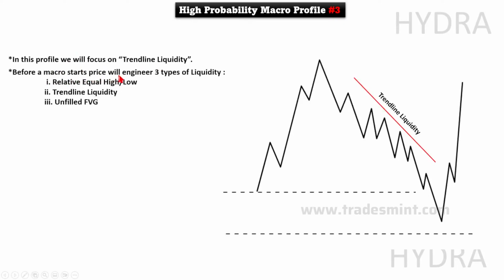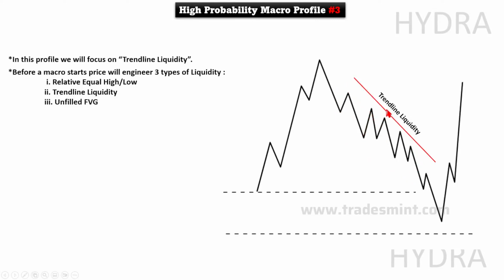Before a macro starts, price will engineer three types of liquidity, okay? Relative equal high and low, trend line liquidity, and unfilled fair value gap. So these are the only three liquidities price will generate before macros. So what do I mean by before macros? When price is accumulating orders, when price is doing the accumulation phase. Our accumulation phase is happening when? Outside macro. Our manipulation and distribution phase is happening when? Inside macro, right? So now that we know that we have three types of liquidity that price forms outside macro, this price action must be happening outside macro, right?